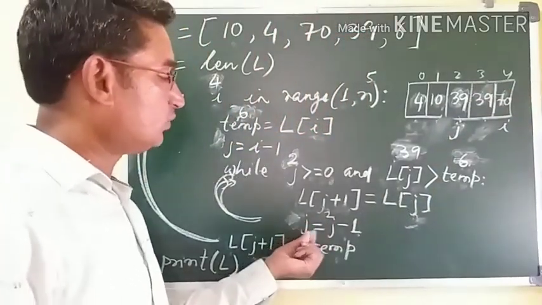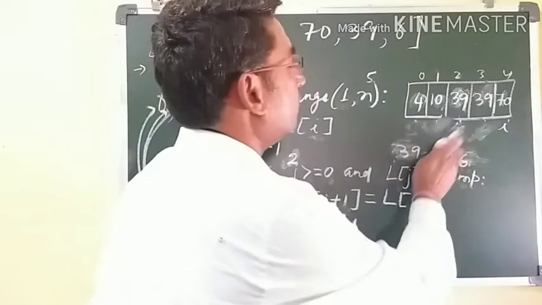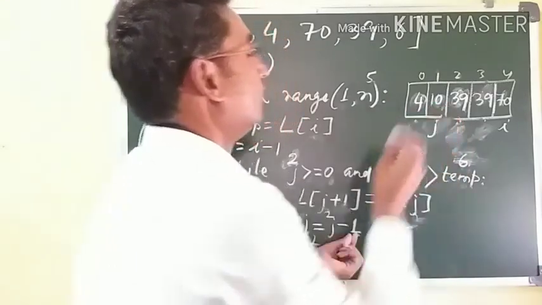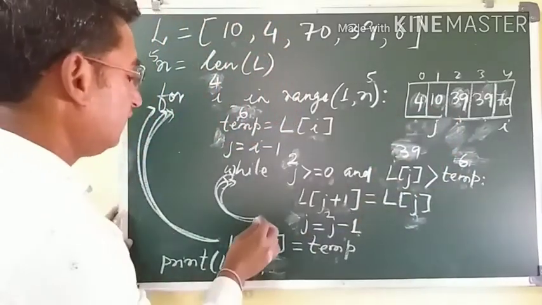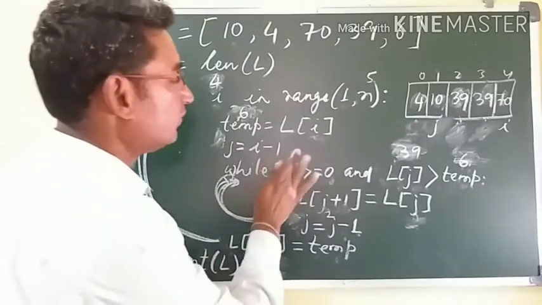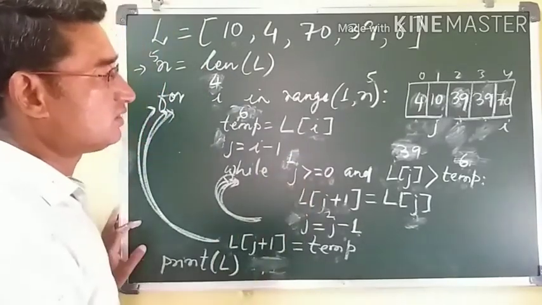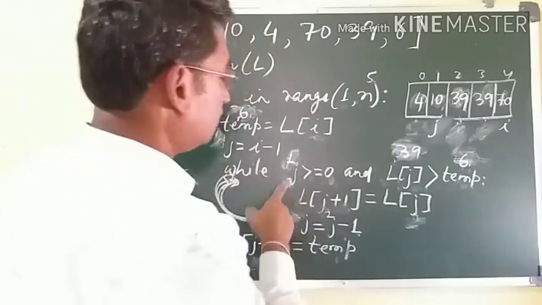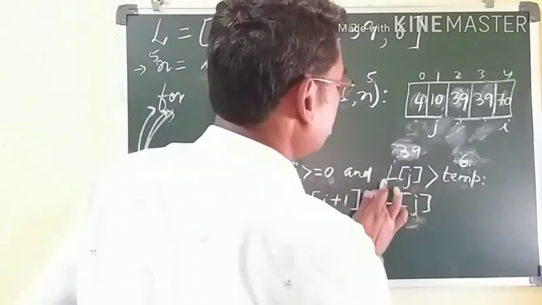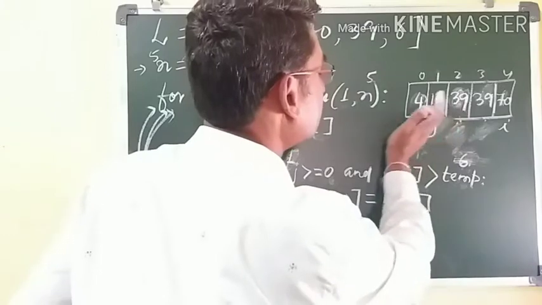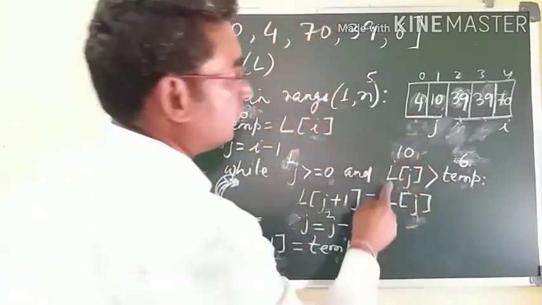Now the value of J equal to J minus 1. J will move from 2 to 1 here. Again it will come here in this loop. The value of J is 1 here. Now 1 greater than or equal to 0. This condition is true. Now the value of J is 1, L of J means L of 1 is now 10 here. Now 10 greater than 6.